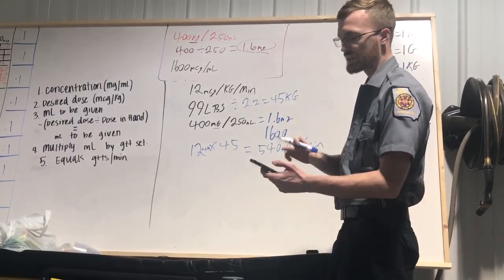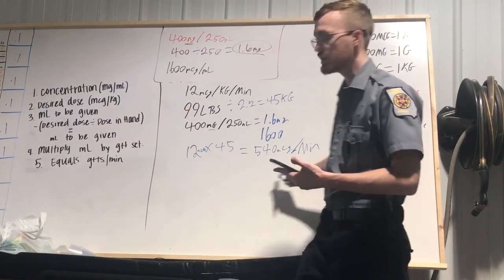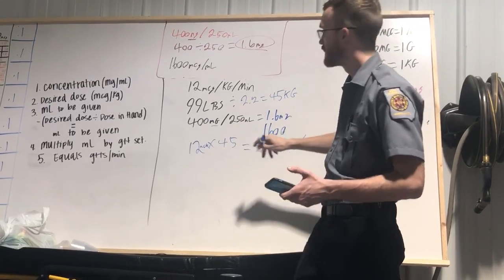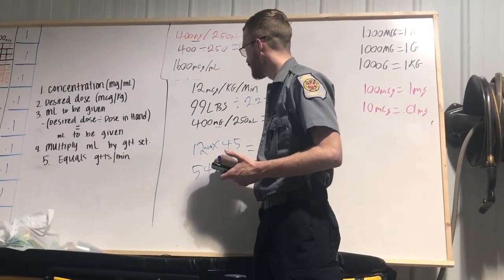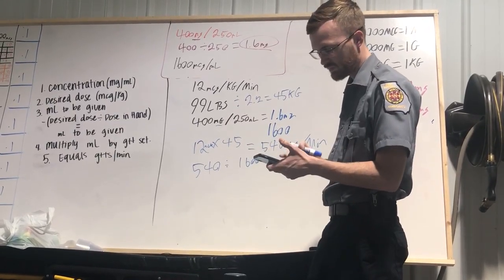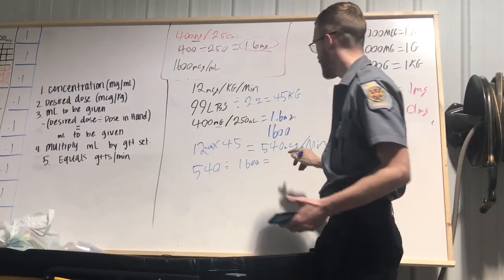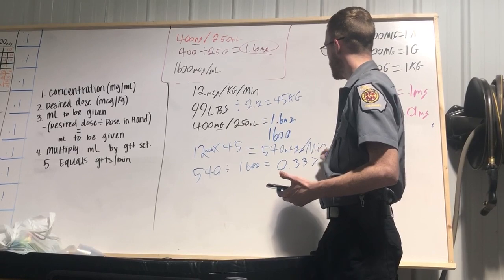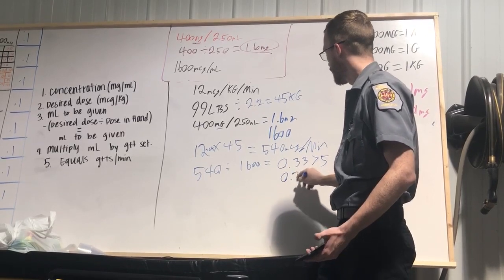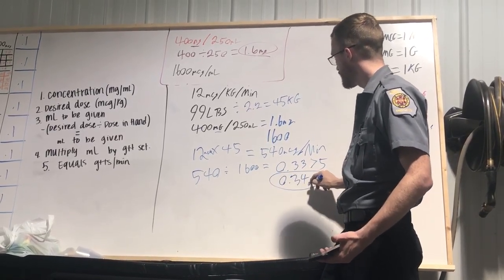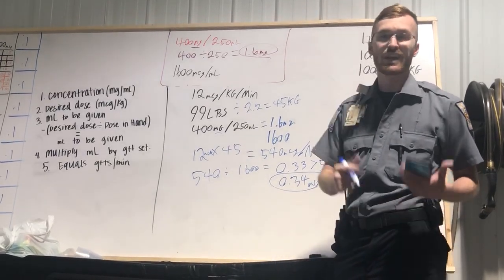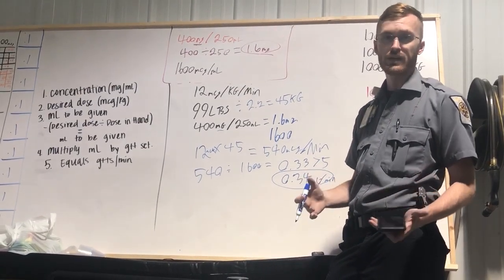Okay? So now what I do is I have to take my desired dose, which is 540 micrograms. I divide that by my dose in hand, which is 1,600. So we're going to be looking at 540 divided by 1,600. And that is going to equal 0.3375. We're going to just say 0.34. And this is the milliliters per minute that we're going to be given. So we're essentially giving a third of a milliliter every single minute at this point.